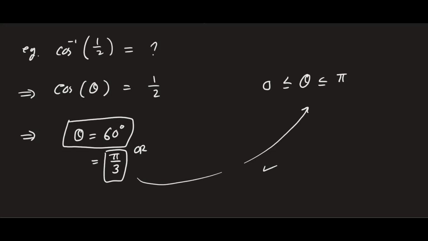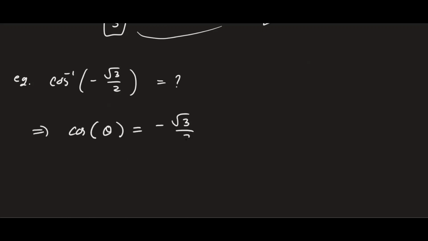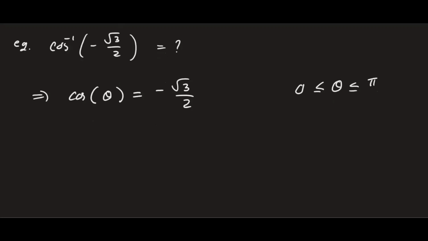Let's take a look at another one. Say we want to find the exact value of cosine inverse of negative square root of 3 over 2. What is that going to give us? We want to know cosine of what angle gives us negative square root of 3 over 2. We know this angle must be within the boundary of 0 to pi, and knowing that will help us find theta. Cosine inverse has to be from 0 to pi, so it's the upper half of the circle.